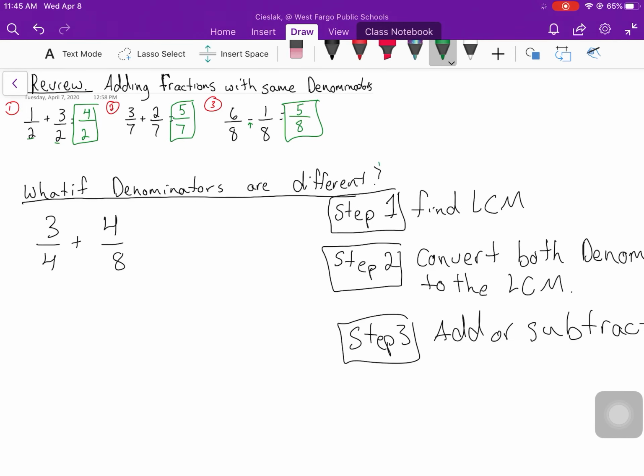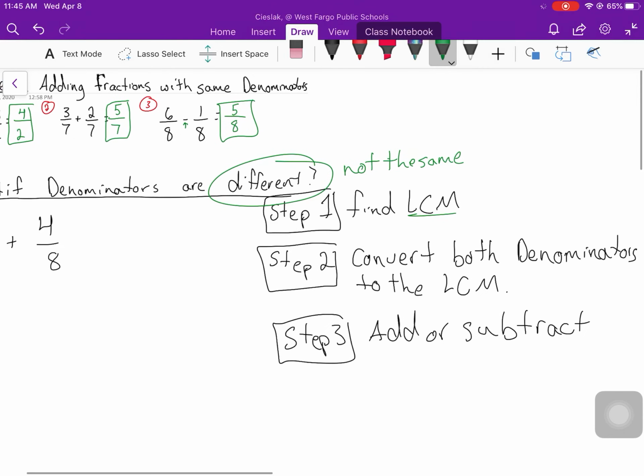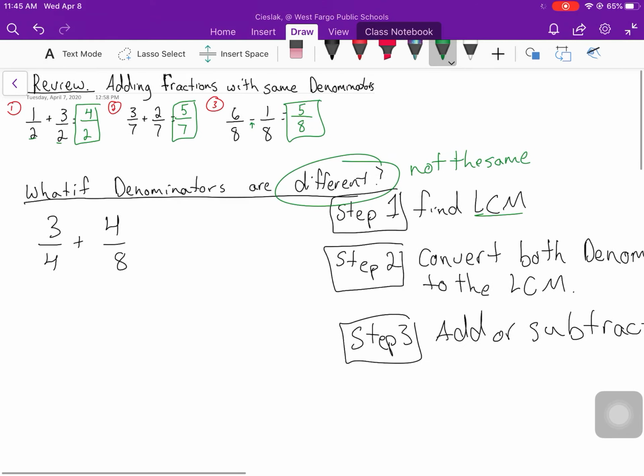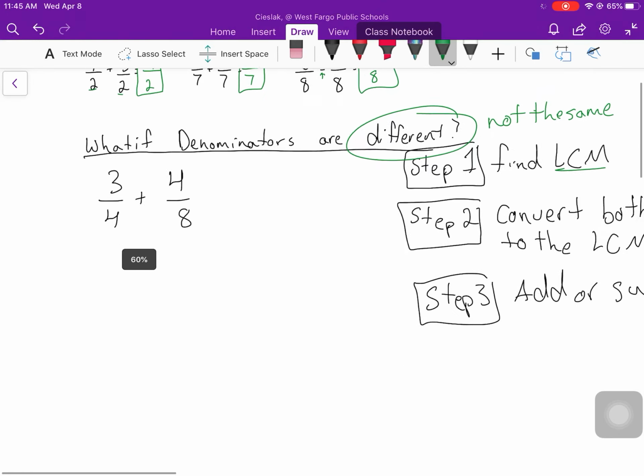the same. Okay, so then the question now is, what happens if our denominators are different or not the same? In order to do this, we're going to have to get them to be the same, where we first need to find the LCM, which is our least common multiple. We convert both denominators to the LCM, and then we add or subtract.